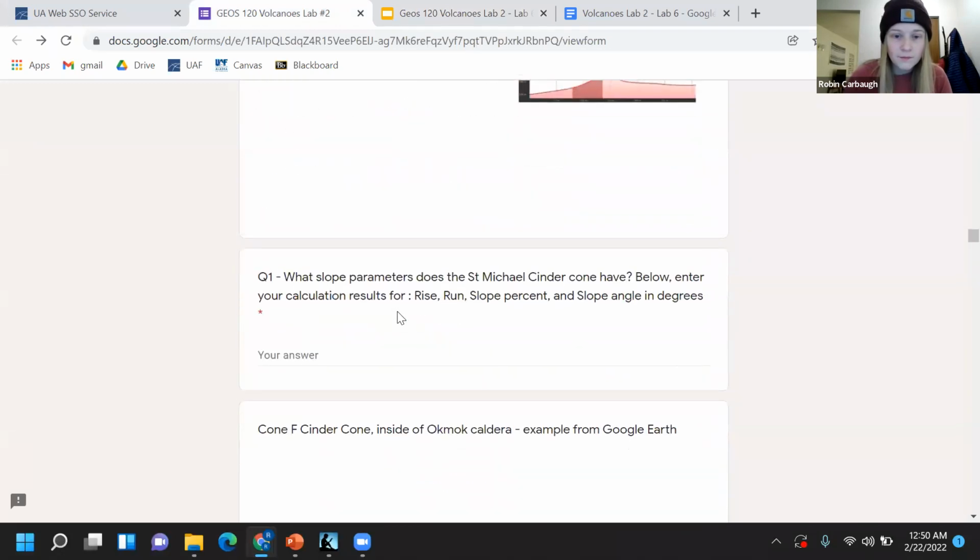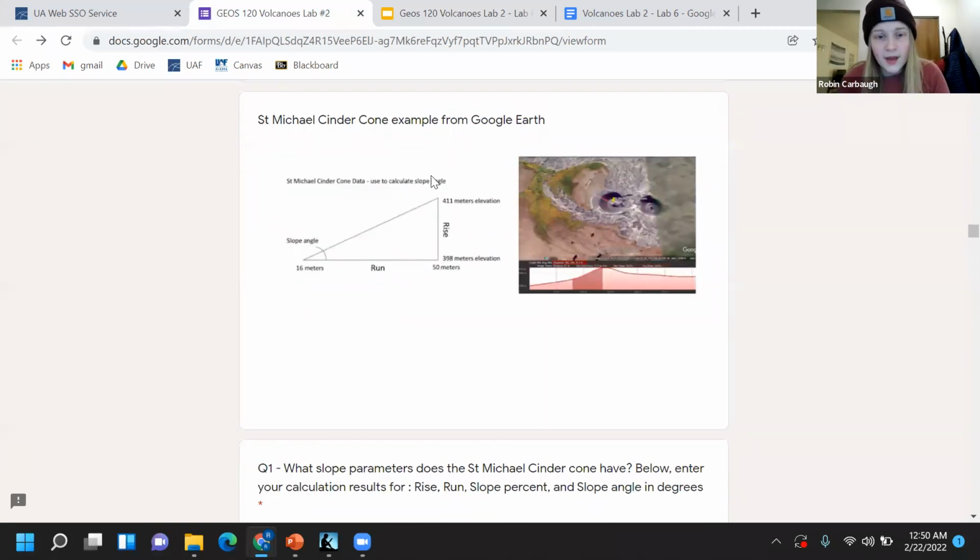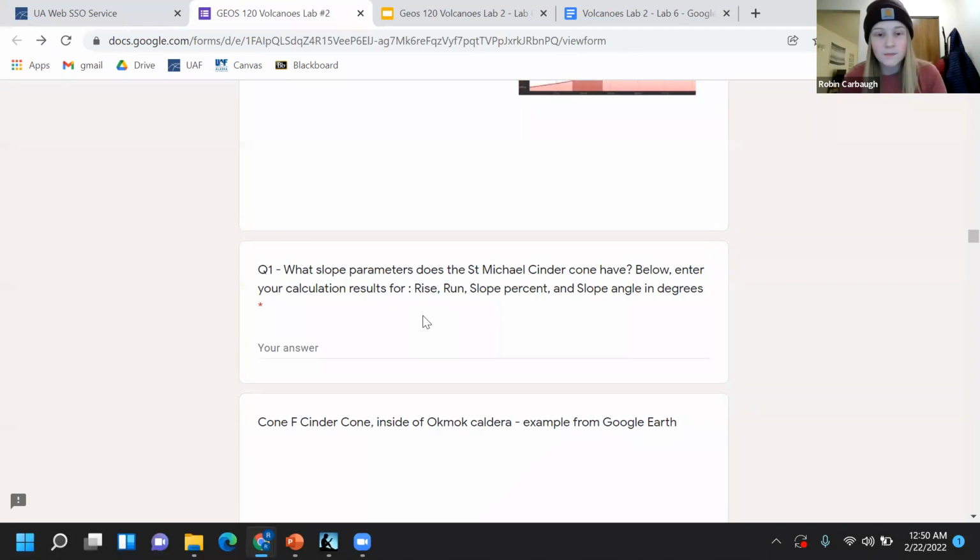Okay. So the lab is going to be asking for the rise and run. We can get that from here. So we'd want the max minus min, so 411 minus 398. That would be the rise. Then run, 50 minus 16, that'd be the run. So you'd want to put those in.